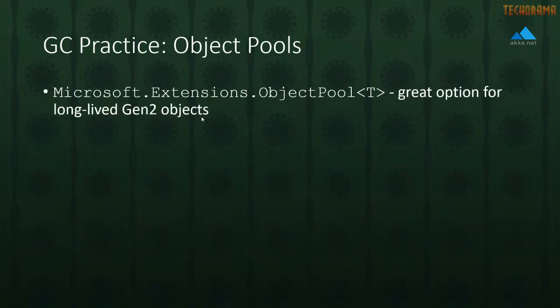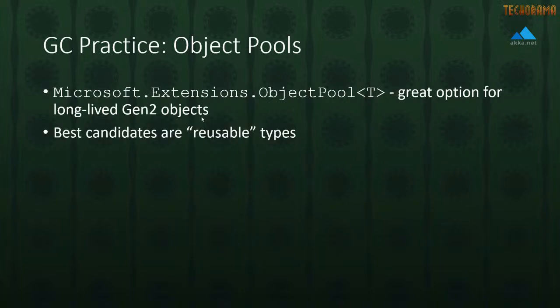So, for instance, in Akka.net, I think several releases ago, we started using the Microsoft.Extensions object pool type for being able to pool string builders inside our JSON serialization system. The best candidates for object pools are reusable types. String builders are a really good example of this. In areas like Roslyn, for instance, the .NET compiler, they use pooled string builders quite heavily. Other examples of this might be things like reusable stream types.